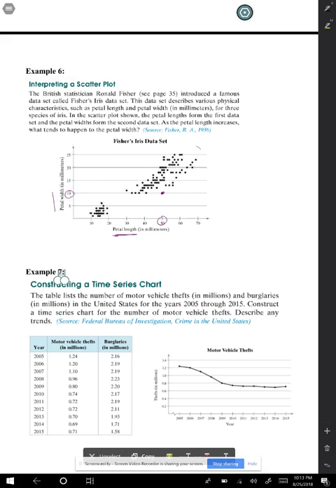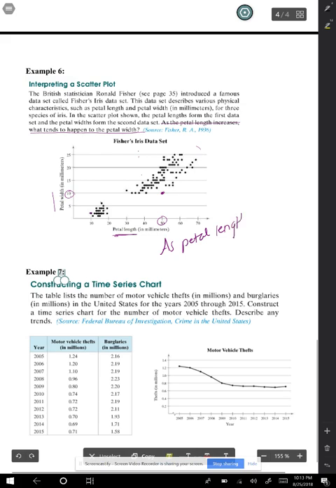And they ask you, as petal length increases, what tends to happen to petal width? So they're asking you to interpret that. And this is real simple. It looks like as the length gets longer, the width gets wider. So you could just create a sentence here. As petal length increases, petal width also tends to increase.